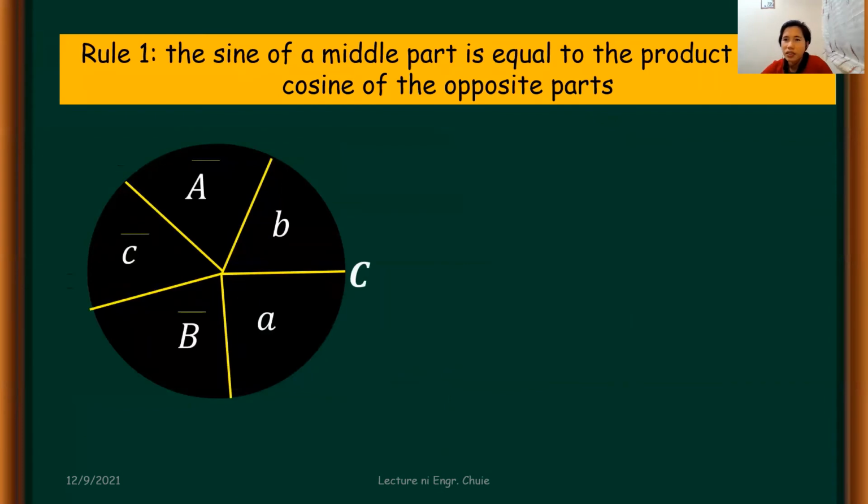By rule number 1, it says here that the sine of the middle part is equal to the product of the cosine of the opposite parts. So in the rule of Napier, there is something called the pie, the pie chart. Yung triangle kanina, so let's say we have here the right triangle.